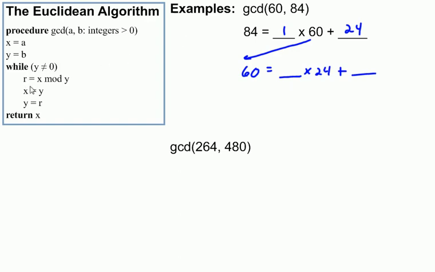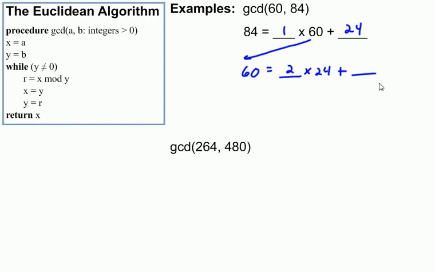Right, so r becomes the new divisor and y becomes the new dividend. The old divisor becomes the new dividend, the remainder becomes the new divisor, and you basically keep repeating this process until you get a y equal to 0. Once you get y equals 0, x, the number over here, is going to be your answer. Okay?